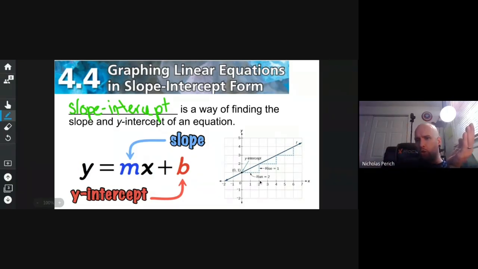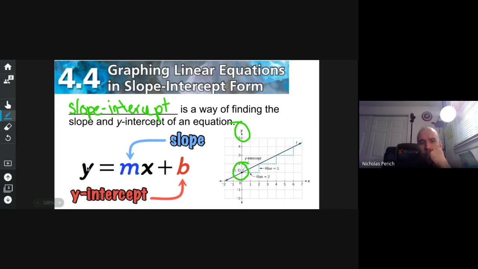If my slope is 1/2, then my rise is 1, my run is 2. Here's a new word, y-intercept. What does y-intercept mean? Y-intercept is the point where your line is going to cross the y-axis. Slope is a number that gives you how steep it is. Y-intercept is a number that tells you where on the vertical line your line is going to go through.